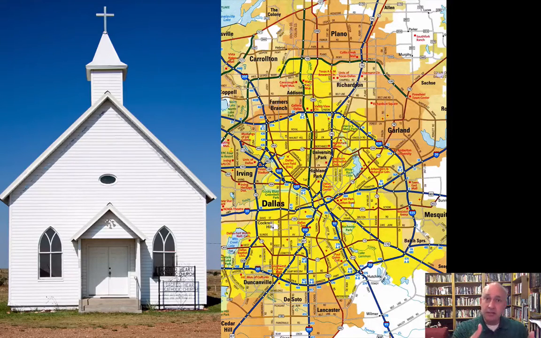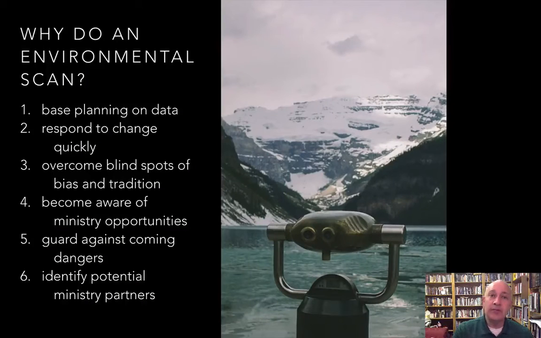So an internal scan: what's happening inside your local church, who is already coming. An external scan: defining your community, defining who's in your community. And then finally, looking at broader ramifications of culture regionally, nationally, and even globally. So why do we do an environmental scan?